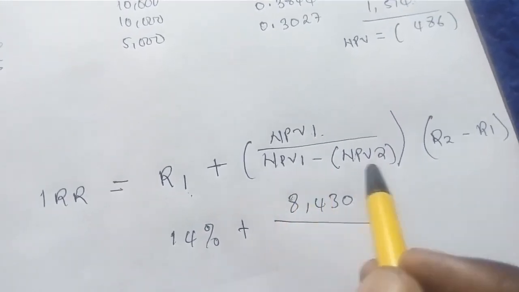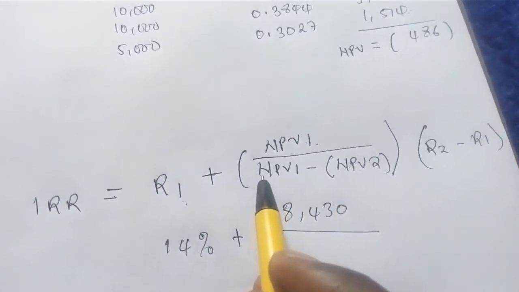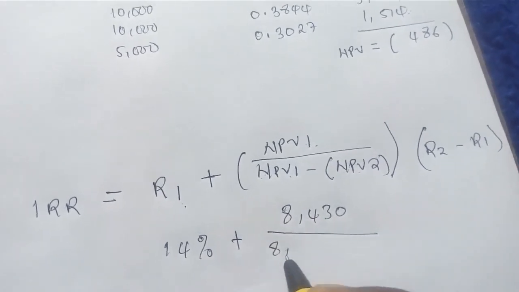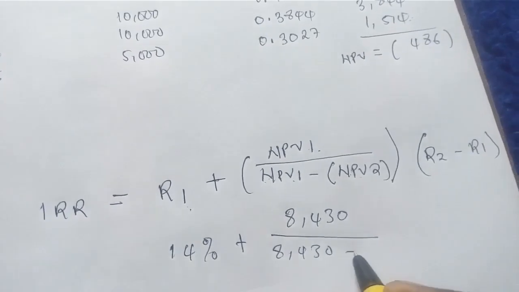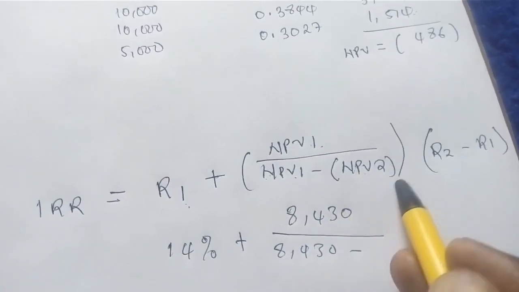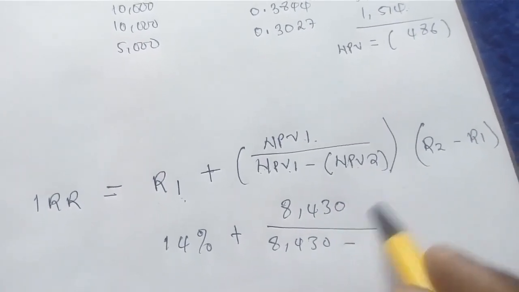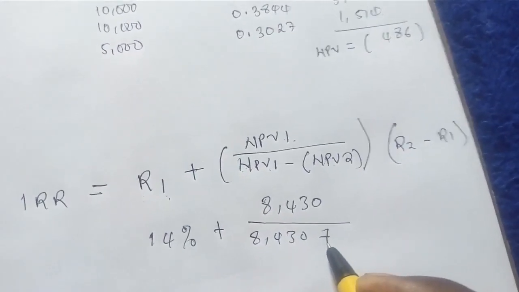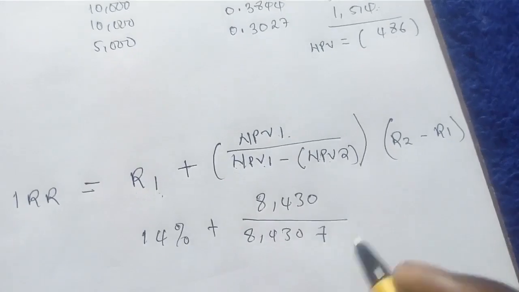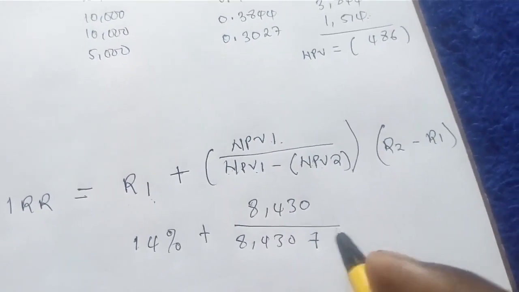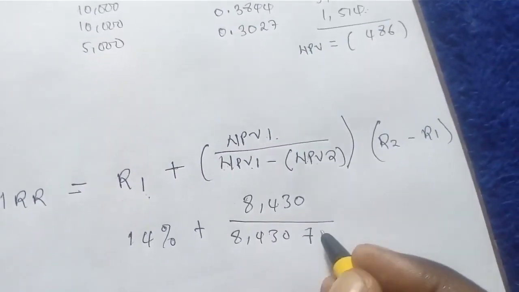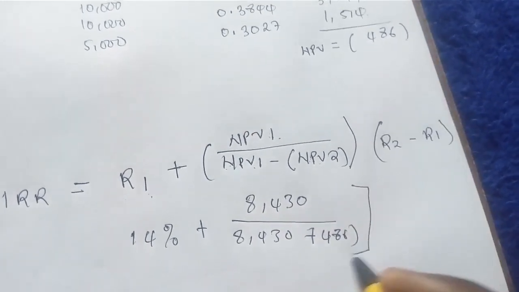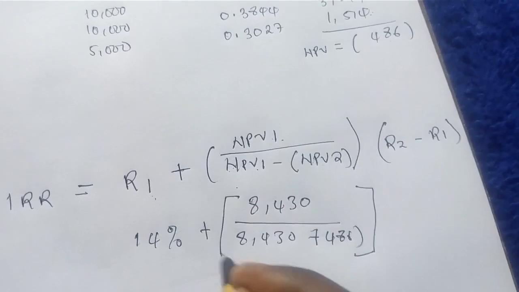So here is where a trick is. The first NPV is positive, so we write it the way it is, which is 8,430 minus. This is a negative NPV, so it will be minus minus, meaning here it becomes addition. Take note of this. So we are adding 486. So we have 486, which will add to that. Then after that, we can put this in brackets.